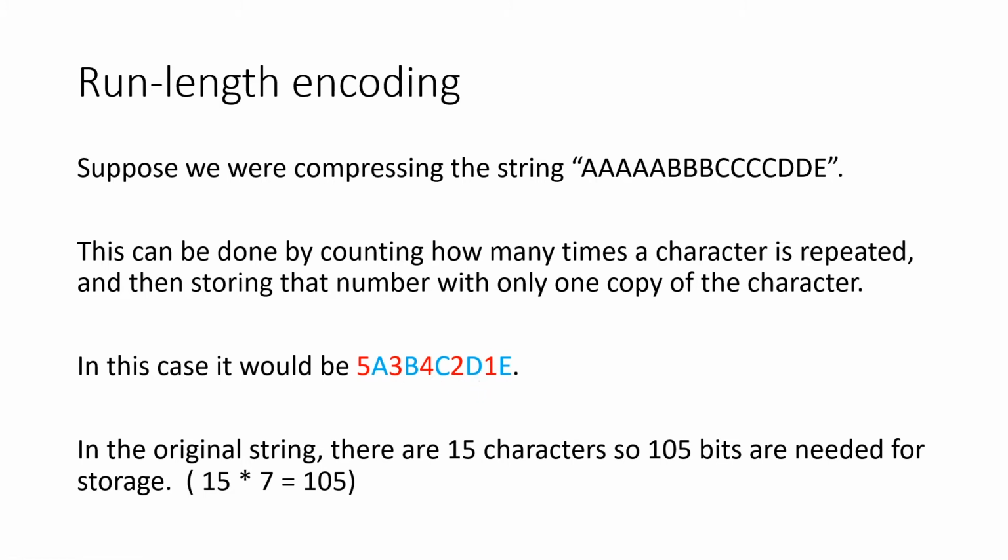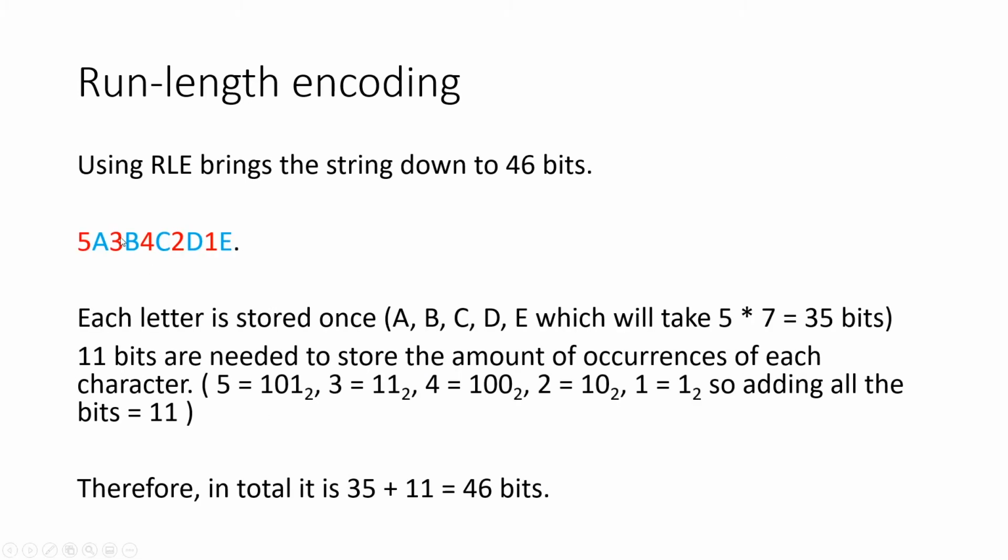Cast your mind back to how we store uncompressed data in ASCII. Every character is 7 bits. Looking at the string up here, there are 15 characters, so 15 times 7 would be 105 bits used. But when we use run length encoding, we brought it down to these characters. Each of these characters, A, B, C, D, and E, there's 5 of those, that's 5 times 7, that's 35 bits.